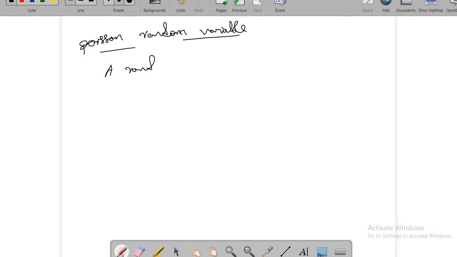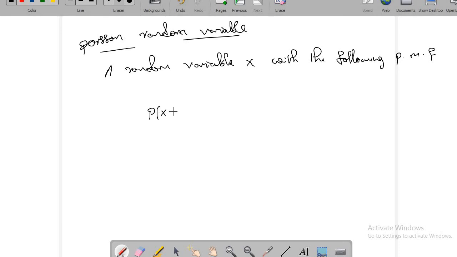A random variable x with the following probability mass function, where the mass function is given like this: probability that x is equal to i, which is equal to e power minus lambda into lambda power i by i factorial, where i will be going from 0, 1, 2, 3, 4 and so on, because we derived this as n goes to infinity.